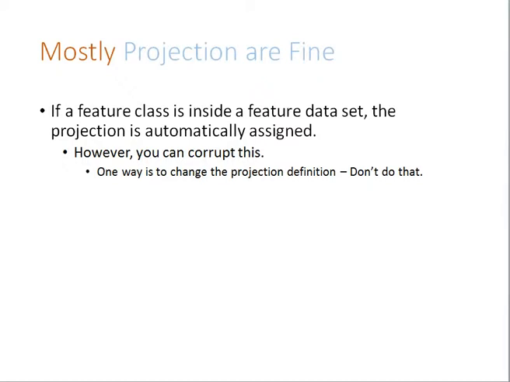So typically, data that is in a feature data set is accurate and all the same projection. And one of the reasons to use a feature data set is that all of your data will be in the same coordinate system and the same projection. However, you can put corrupted data into a feature data set, and I'll show you how to do that.